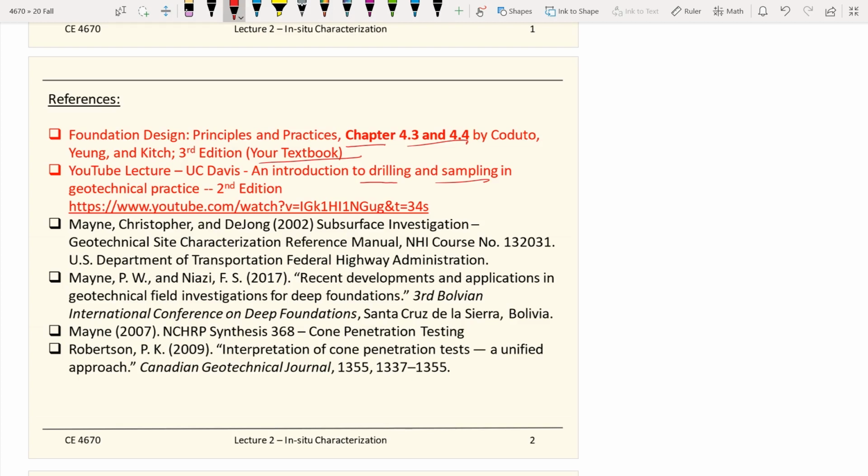And also, I provide more than enough references for this class. So if you want more details, a more in-depth understanding about this topic, there is a lot of material freely available online, or you will find it on Canvas.